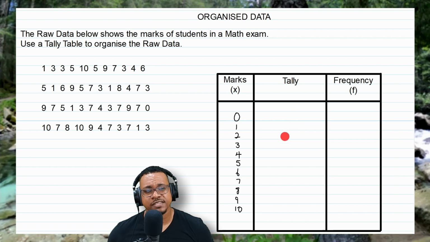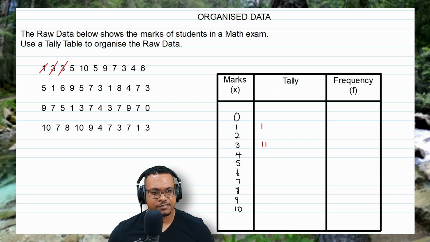And now I'm going to do the tally. So we're going to start going through the raw data, and we're going to start with the first one, which is the 1. We're going to cross out like this. And where we have 1, we're going to put a stroke. Then we're going to cross out the 3 like this. Where we have 3, we're going to put a stroke. We have another 3 like this. Put another stroke by 3 like this. Then we have 5. By the 5, put a stroke.